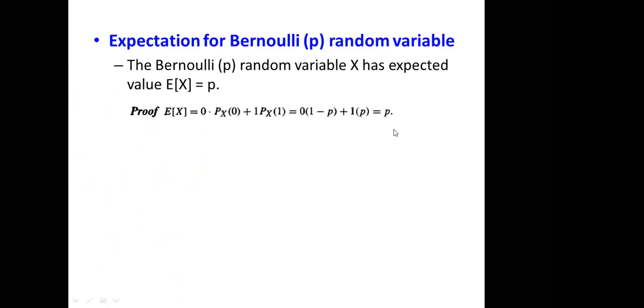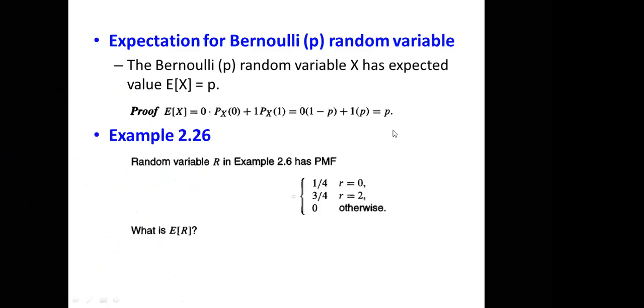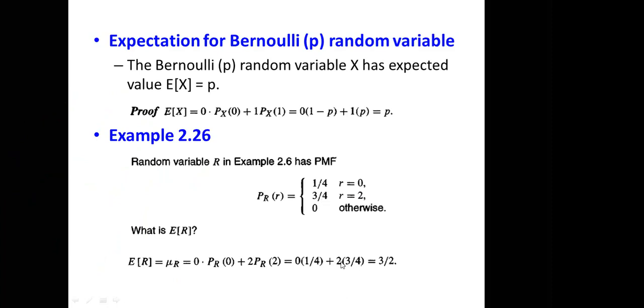But they have also found it like that. Now an example is given, 2.26. Actually it is very easy. The PMF is given. What is the value of E[R]? E[R] will be 0 into the probability of 0, that is 1 by 4, and then 2 into 3 by 4, that is equal to 3 by 2. So this example is the same as the expected value calculation of the Bernoulli random variable.